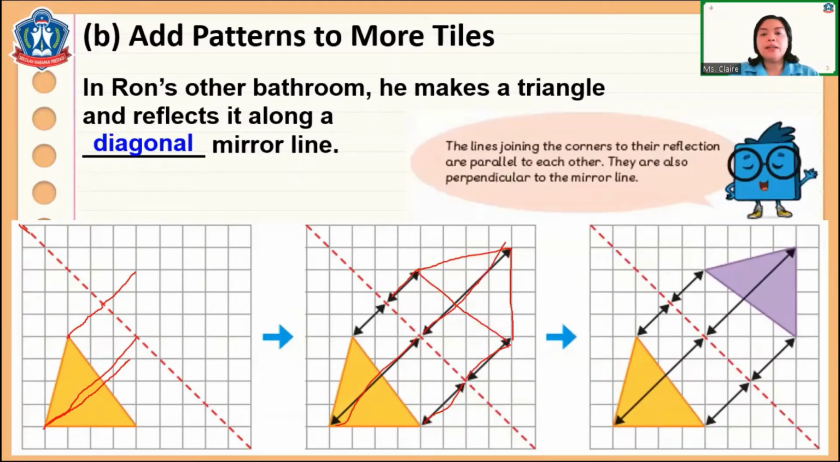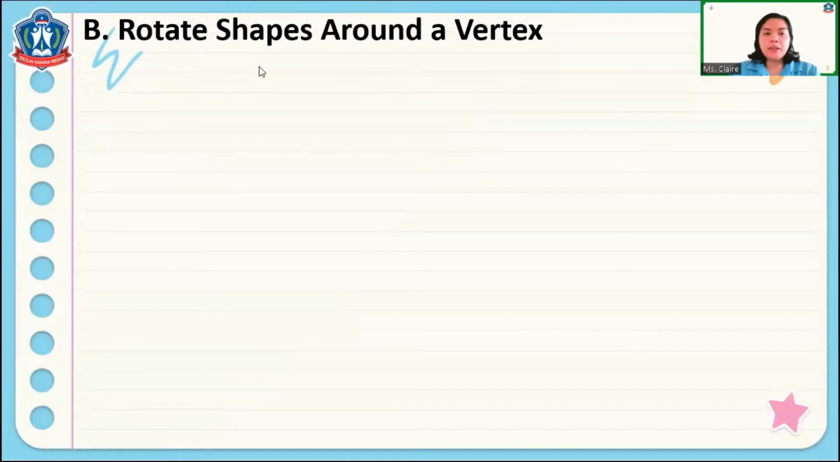Okay, so the lines joining the corners to their reflection are parallel to each other. They are also perpendicular to the mirror line, right? So from here until here, they are perpendicular. They form a right angle. From this line until here, it is perpendicular to the mirror line. So make sure that when you are going to draw the line, it should be the same distance from the original shape. Okay, let's continue for lesson B, rotating shapes around a vertex.